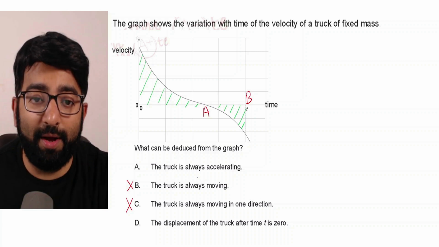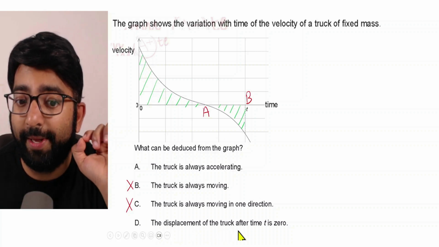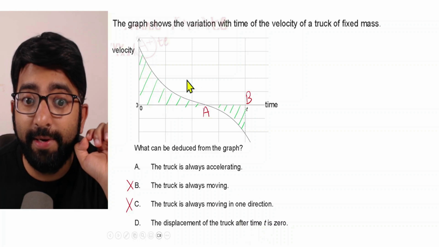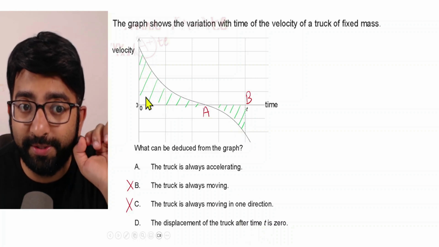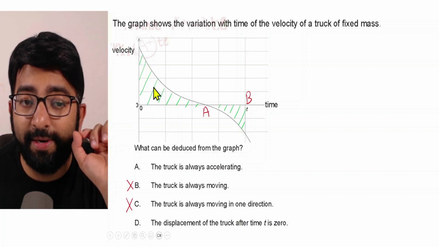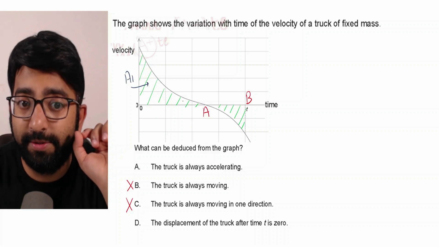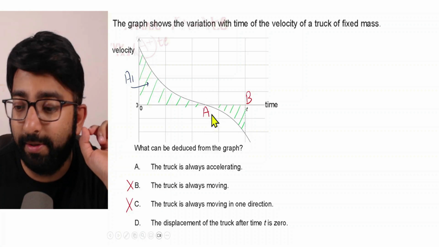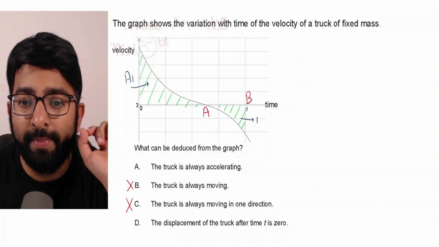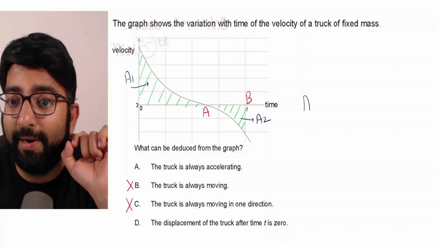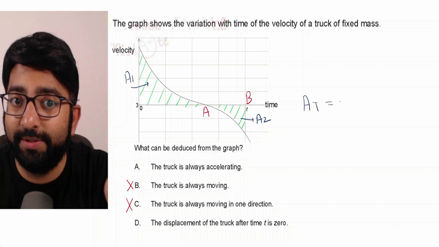And if the question asks us to find the total displacement of the truck after time t, we need to add these two areas. So consider this region which I have shaded. Let's say the area for that is A1. Let me write, this is A1 for instance. And the area on the right hand side, let's say this is A2. And now if we try to figure out the total area, that is just the addition, A1 plus A2.